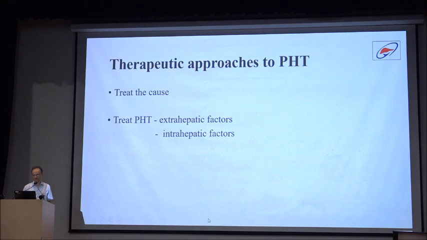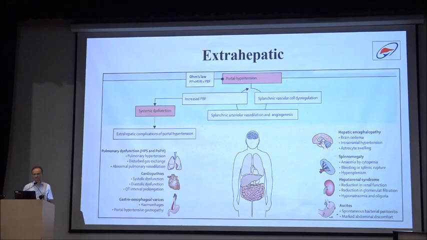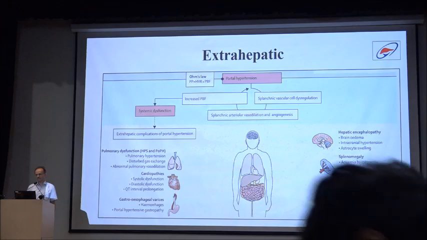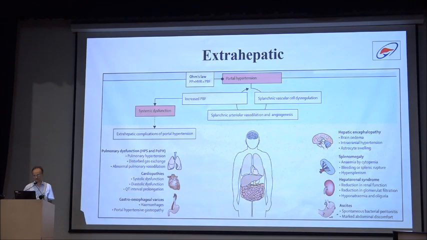So this happens in the extrahepatic circulation: the portal blood flow is increased because of the splanchnic hyperemia and vasodilatation, ultimately leading to increased portal pressure, and finally leading to various manifestations of portal hypertension that we see routinely in our wards.